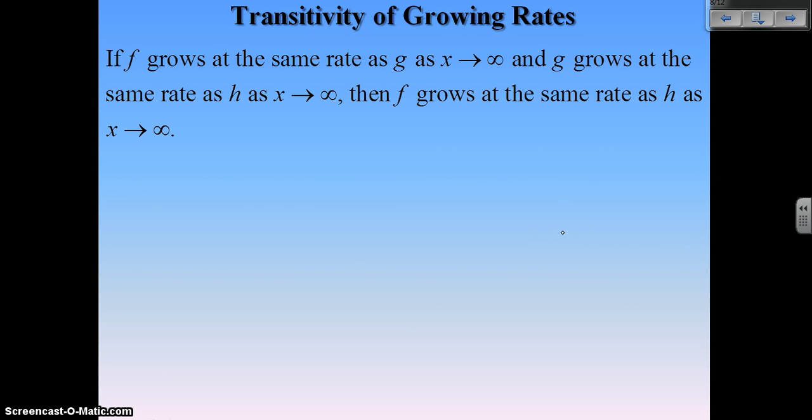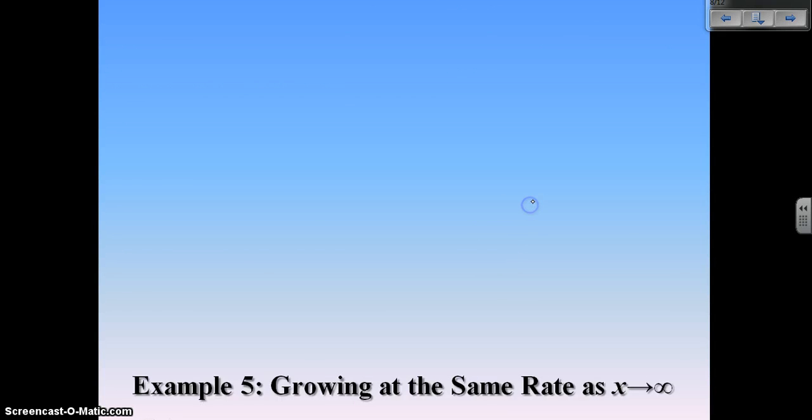Transitive property of growing rates. Now you know what the transitive property is. If A implies B and B implies C, then A implies C. You've learned that since Algebra 1. Rates of growth are the same. If f grows at the same rate as g, and g at the same rate as h, then we could say that f and h grow at the same rate also.